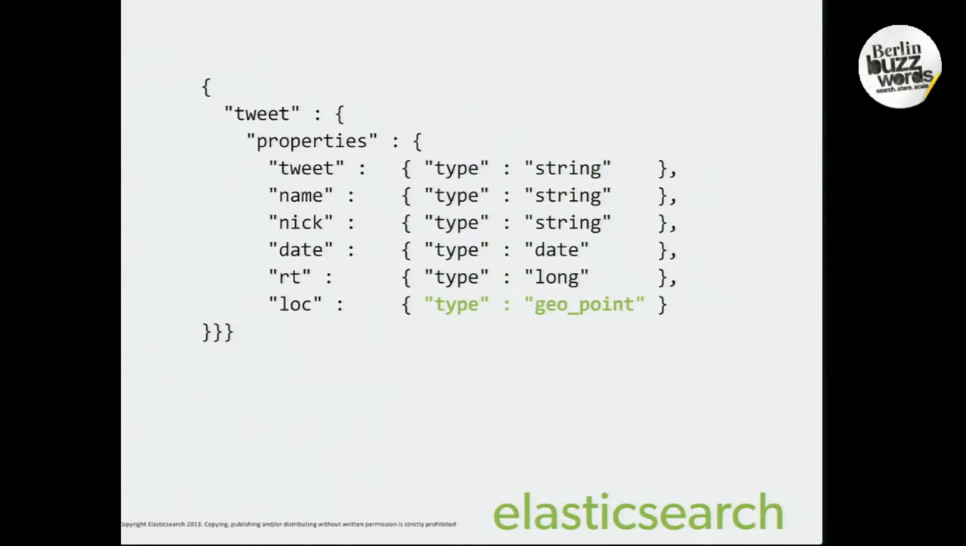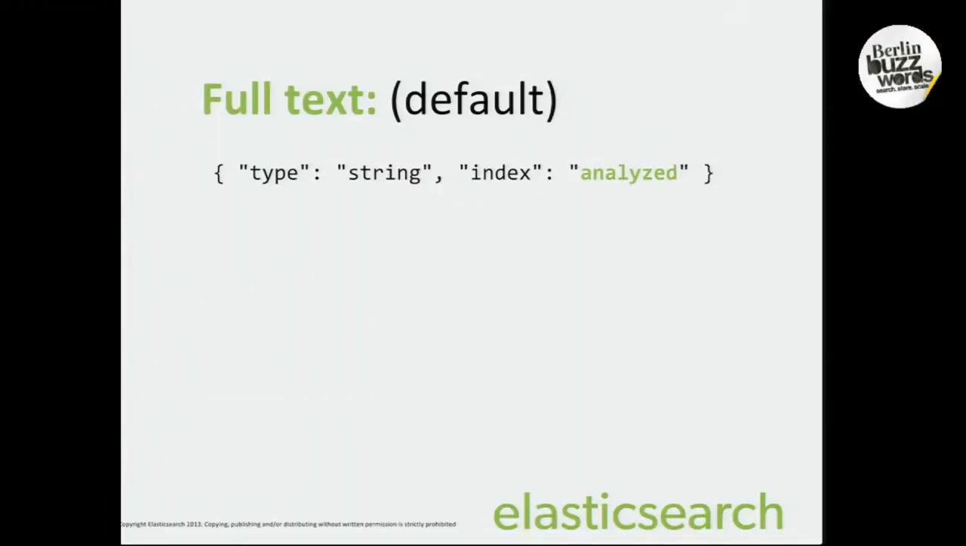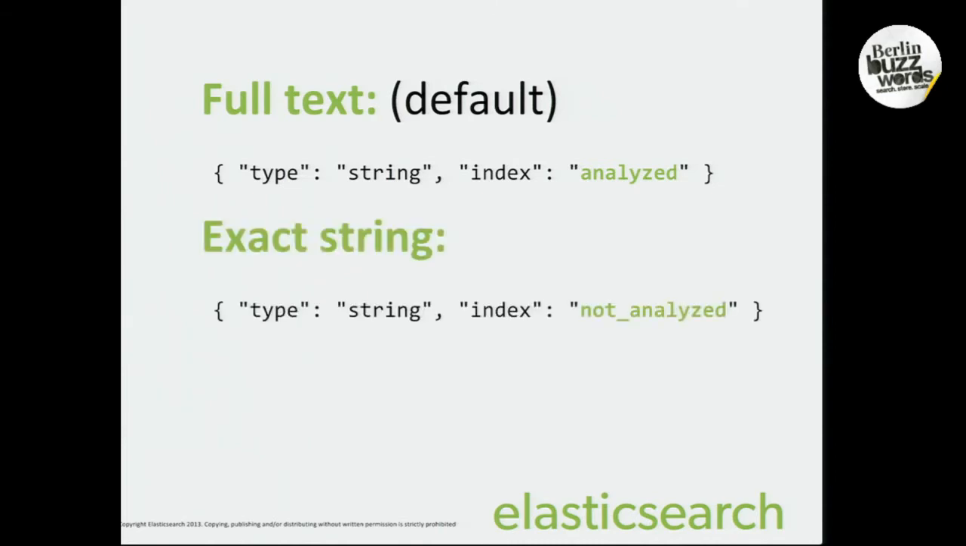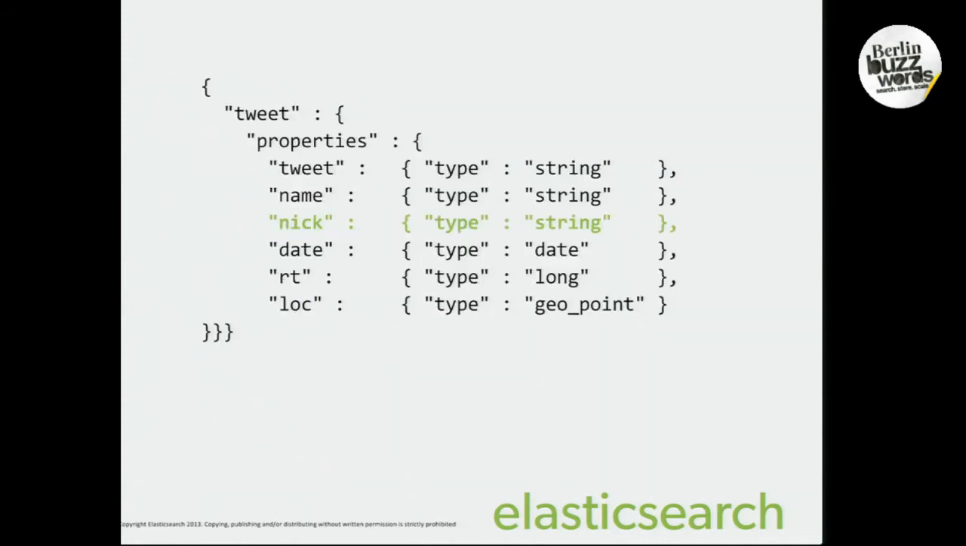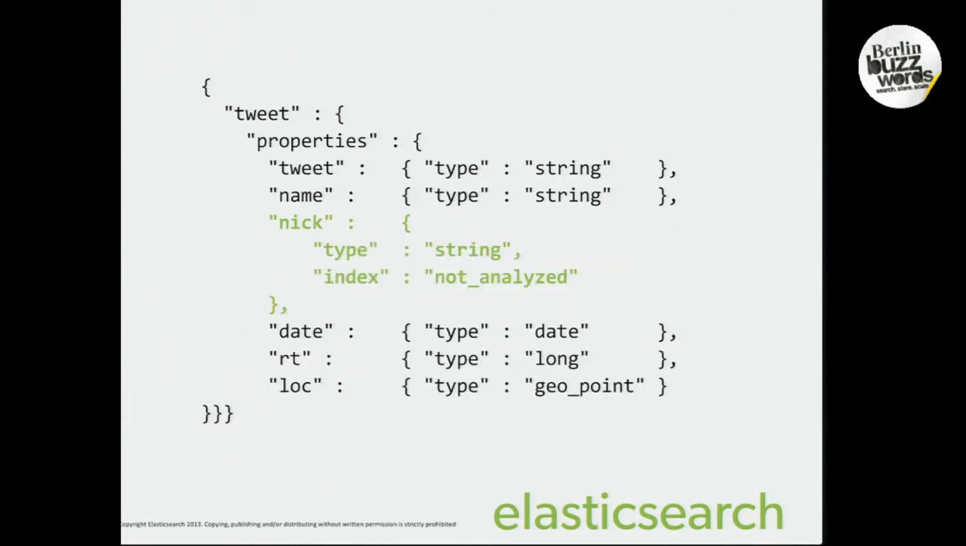When looking at string fields, we need to distinguish between full text and exact strings. And we do that using the index parameter. There are three options for it. The default is to set it to analyzed. In other words, string fields are treated as full text by default. If you don't want that to be the case, set it to not analyzed. And then it will store and query the exact value. If you don't want it searchable at all, you can set it to index no. It'll still be available in your source document that you've stored, but it won't be searchable. So our nick is not full text, it's a username. Let's change that to a not analyzed field.